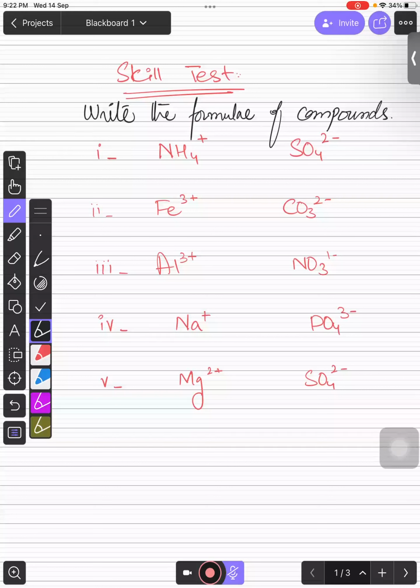Okay, Mariam. The first one is correct, second one is correct, third one, fourth one. No, you need to see the fifth one. What is the charge on magnesium right now? It is 2 plus, not 3 plus. Just make it correct. This is 2 plus.